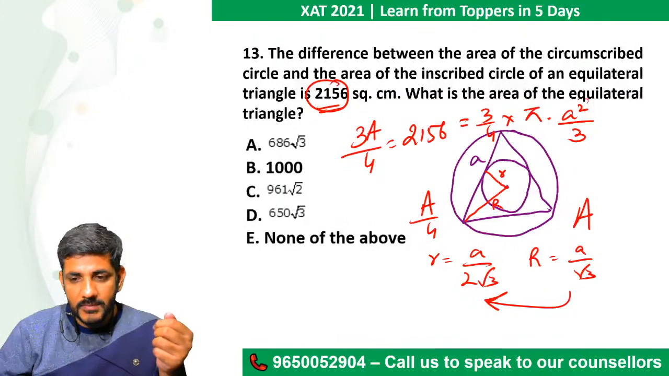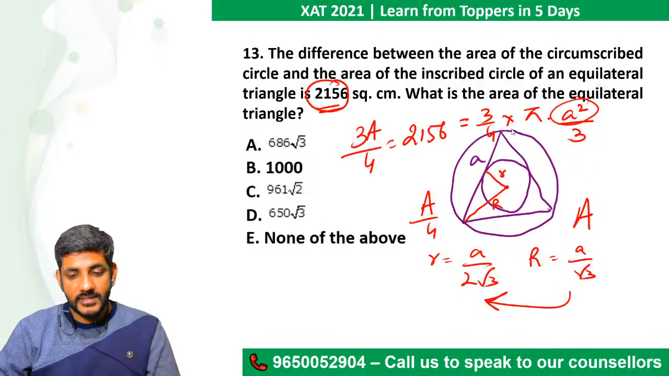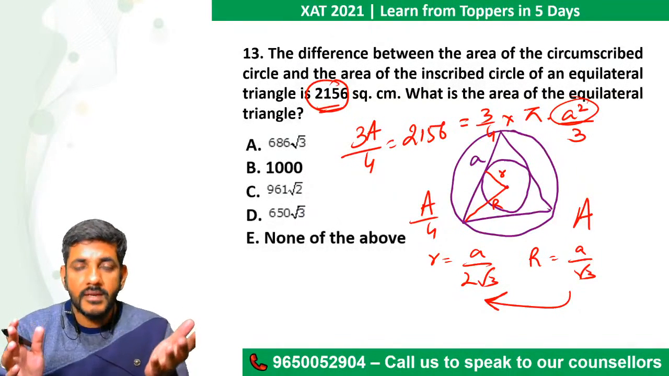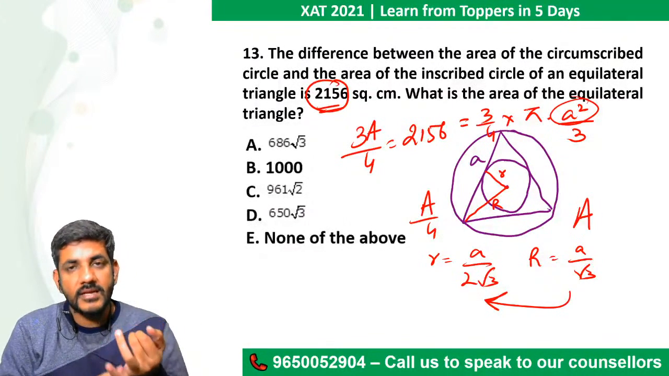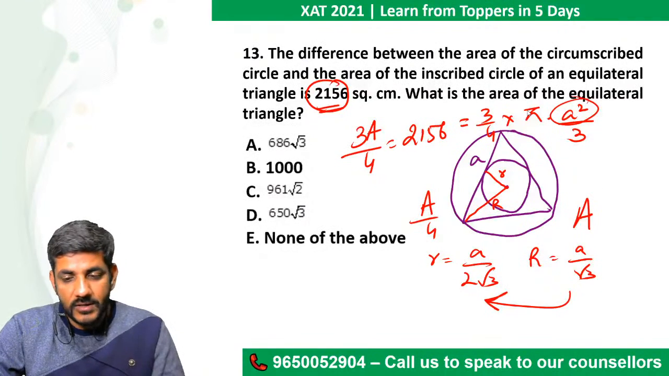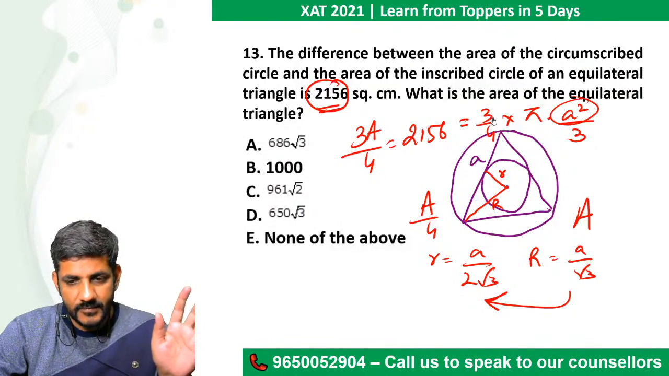We can easily find A square from here. Once A comes, the area will also come. We can easily get it from here. It is just based upon whether you know the formula for circumradius and inradius of an equilateral triangle or not. Nothing else matters in this question. It's as simple as this, right?